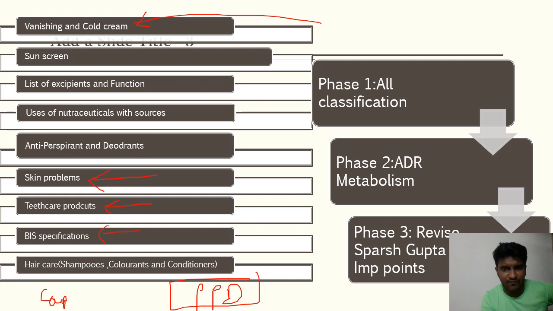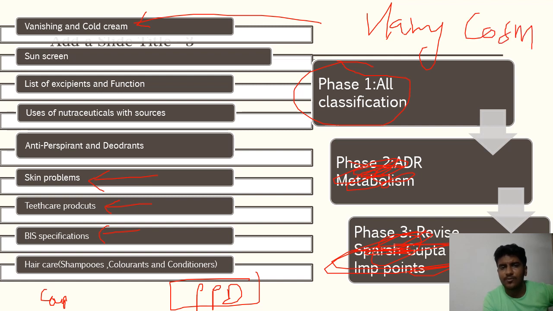If we divide it into phases, phase 1 will be the classification of the entire cosmetics, like which are tooth care, oral care, skin care, hair care, and which are natural, synthetic, etc. Next up, we need to know about the different types of excipients, because excipients matter a lot. And thirdly, revising Harry's Cosmetology. This is a great book, so you need to revise from this book as well.